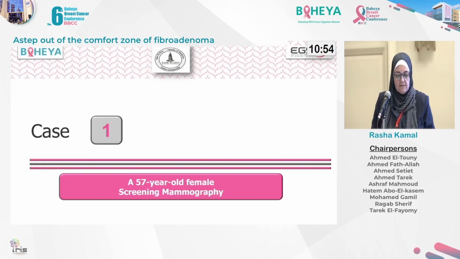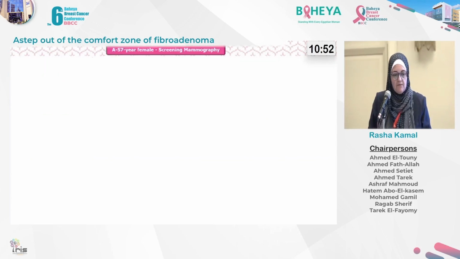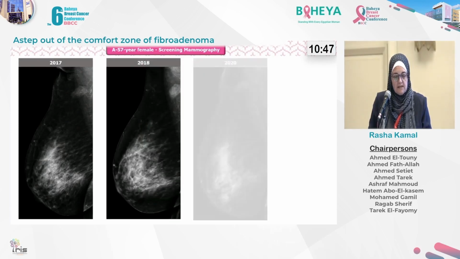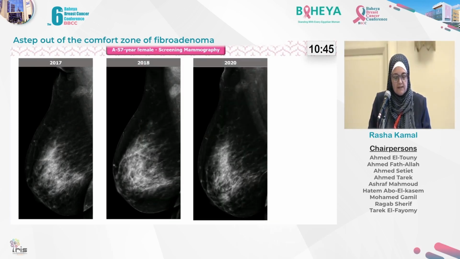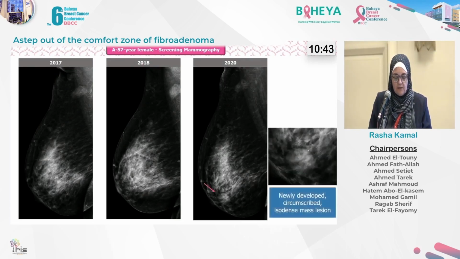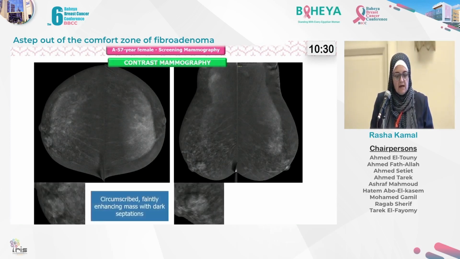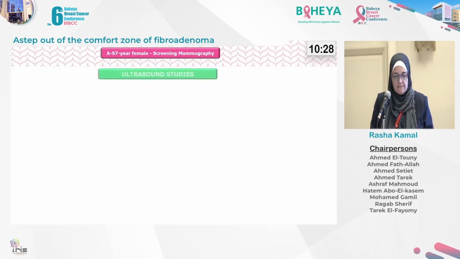Our first case is a 57-year-old female. She came for screening mammography. This is her mammogram in 2017, 2018, and 2020, and as we see, there is a newly developed lesion in the right breast seen in 2020. This was her contrast mammogram, and the lesion showed homogeneous enhancement with dark internal septations, which is very characteristic for fibroadenomas.